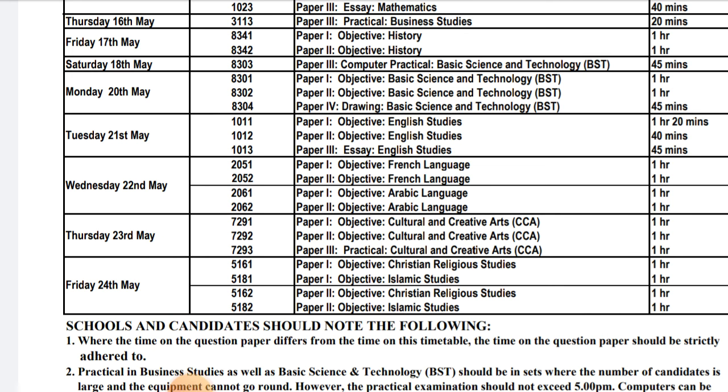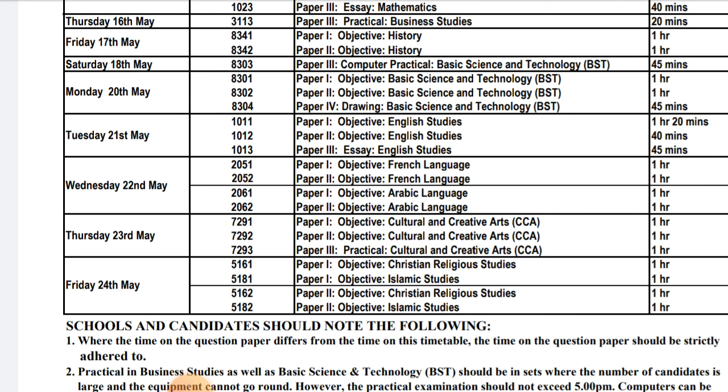Then on Monday, 20th of May, we have business, basic science and technology, both objective and the drawings. Then on Tuesday, 21st May, we have English language, both objective and essay. On Wednesday, I hope you are taking note of these things. On Wednesday, we'll be having French language and Arabic language.